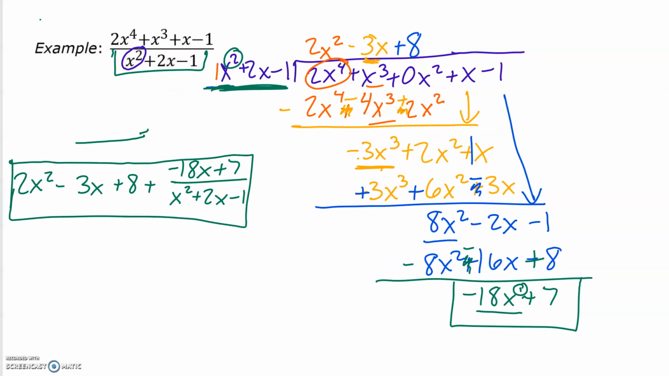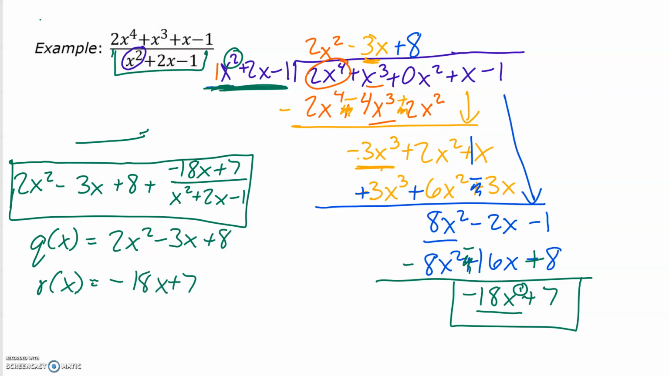Now, if you're working on Khan Academy, it's going to ask you, what's the quotient? The quotient is just going to be 2x squared minus 3x plus 8, and then it's also going to ask, what's the remainder? That's going to be in a second box, so that's just going to be negative 18x plus 7.